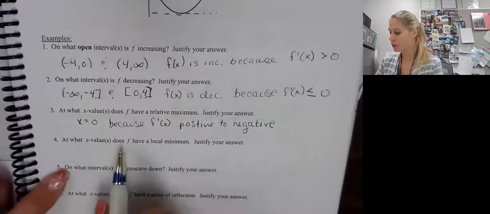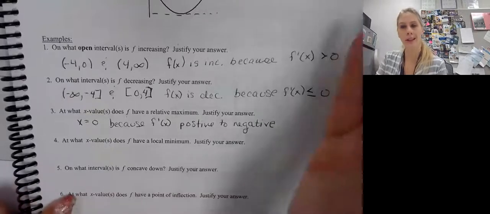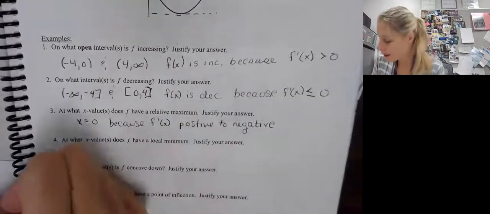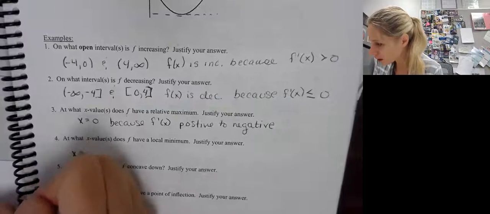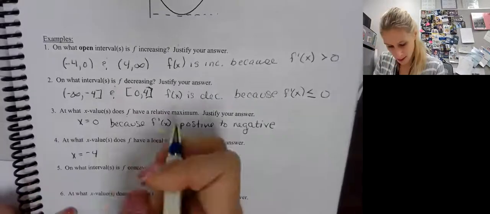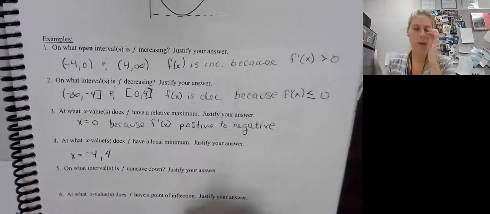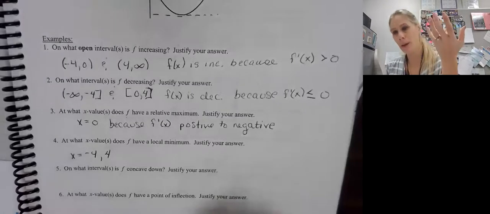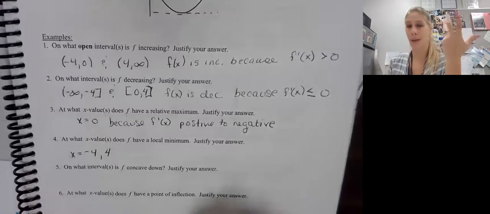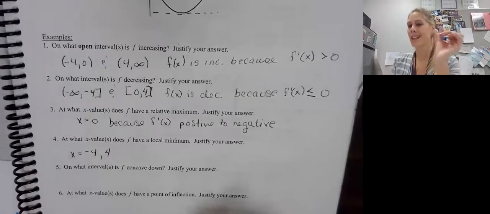Next, at which values does it have a local min? So you guys can look, mine's up here. So we have a min at x equals -4 and 4. Now, it says x values, so all you need is the x values. And technically, we can't find the y values in this case because we don't know the function to plug back in. Be careful if it says x values or points.